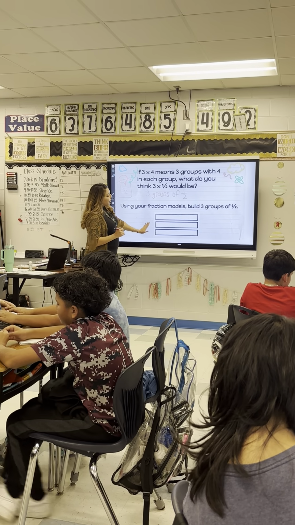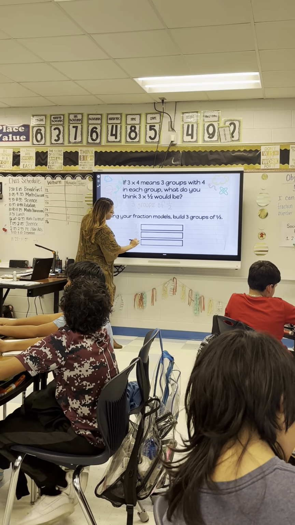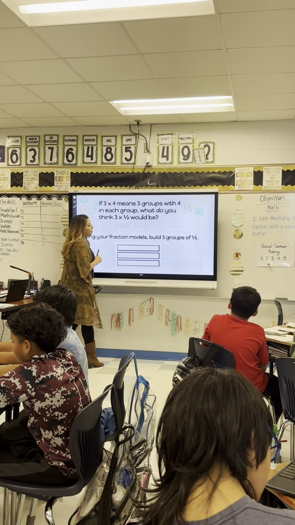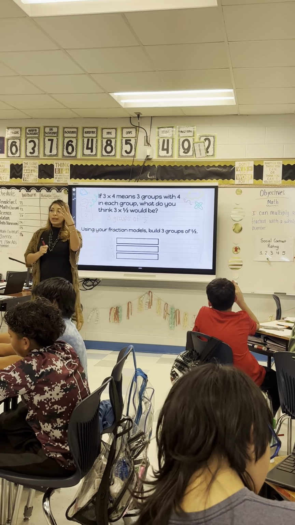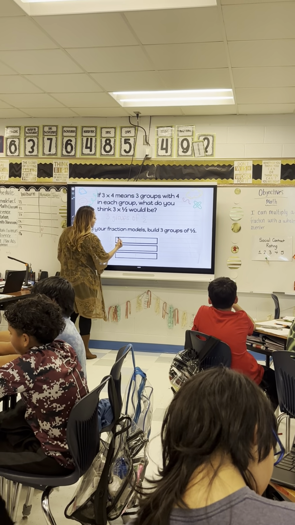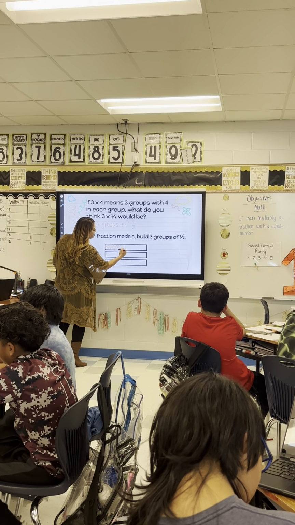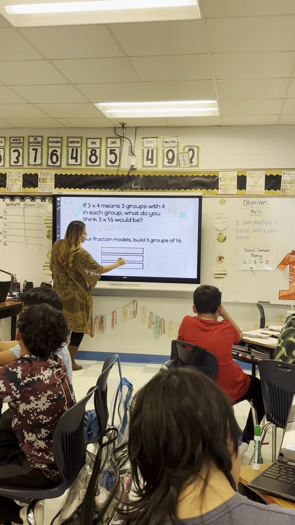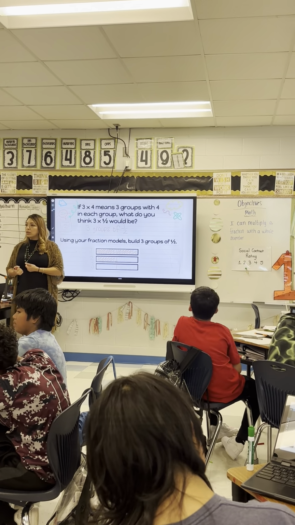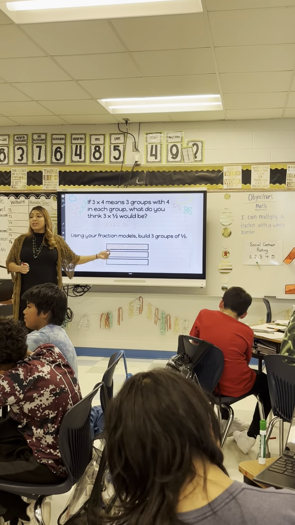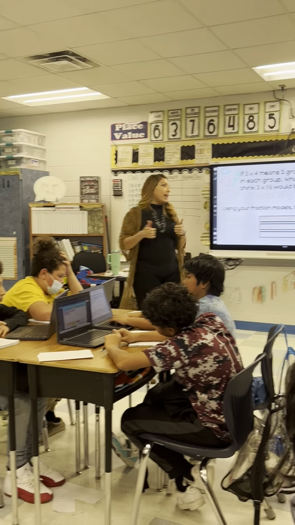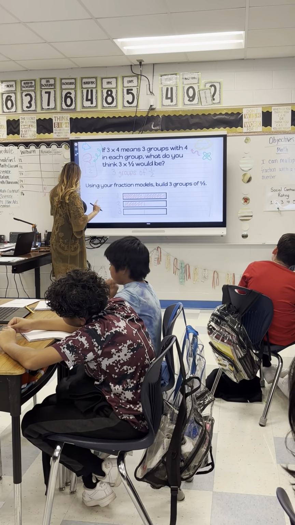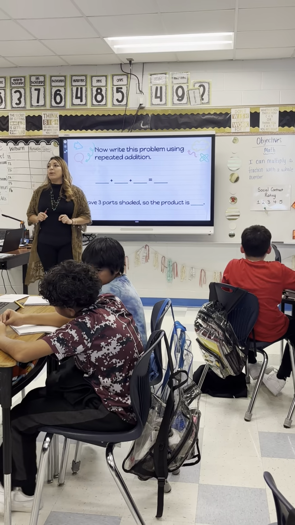I have 3 groups, 1, 2, and 3, and I'm going to put those in halves. How many do I want? 3 of those halves. So at this point, this is where you would shade in 1, 2, and 3. What does that equal? 1 whole and 1 half. Did we get the same answer? Yes, we did.